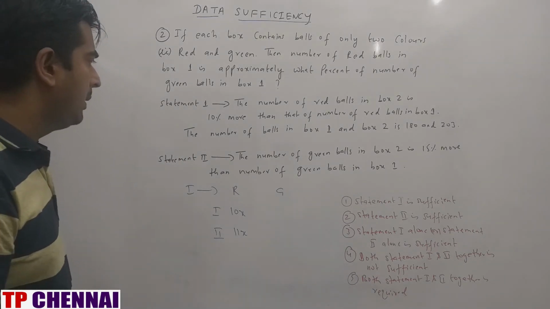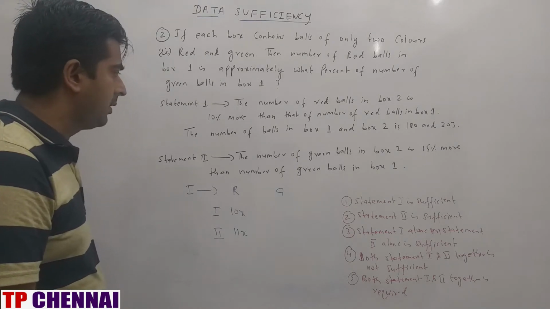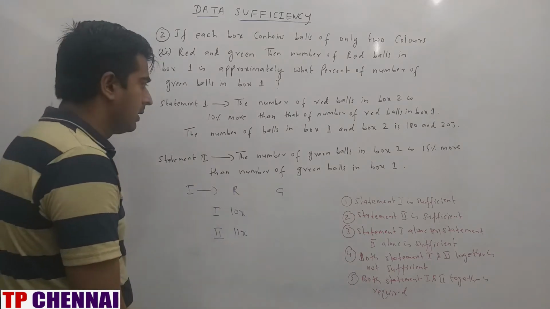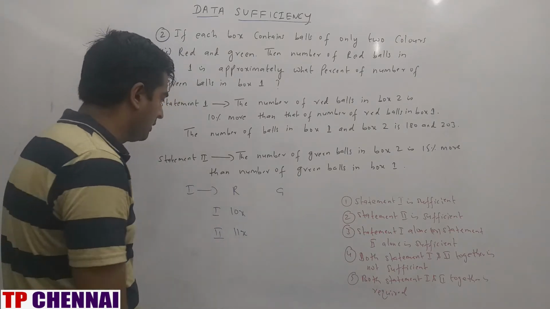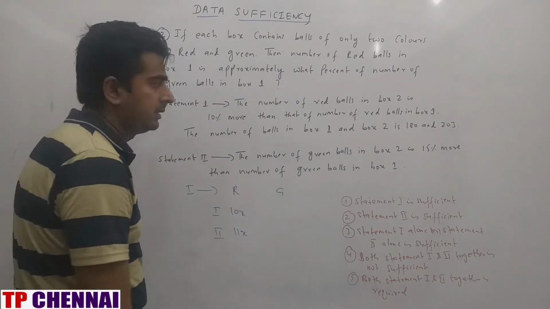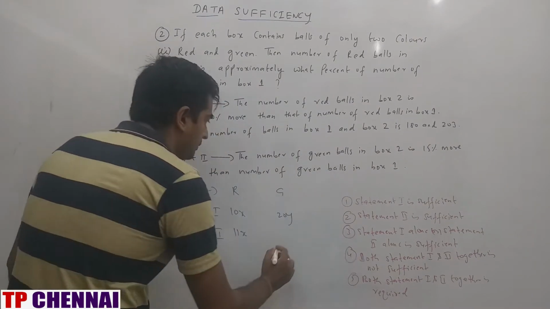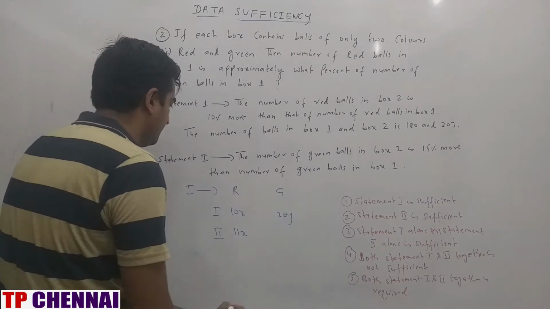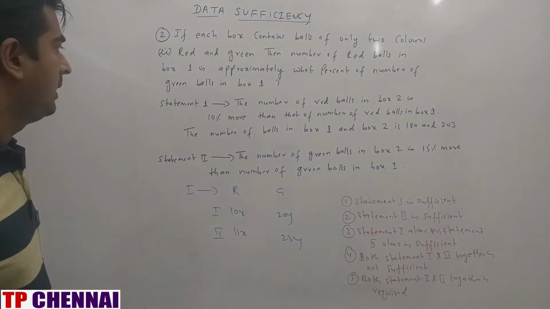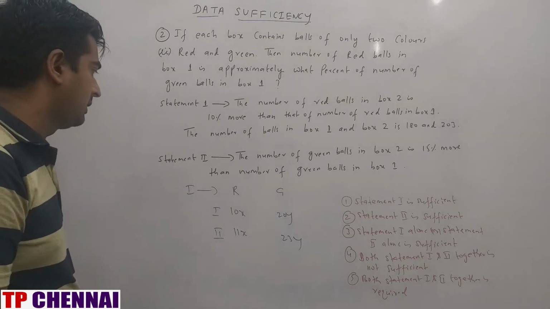Second one, the number of green balls in box 2 is 15% more than the number of green balls in box 1. So if the number of green balls in box 1 is, 15% fraction value is 3 by 20. If this is 20y, this is 23y, since the number of green balls in box 2 is more. And the total number of balls in box 1 and 2 is 180 and 203.